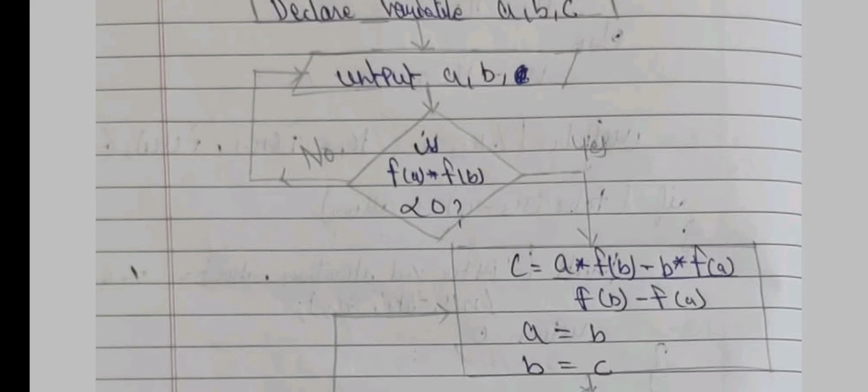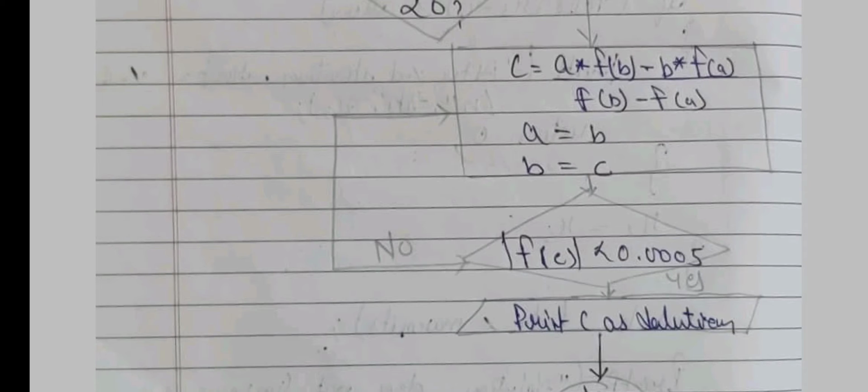If it is less than 0, then we proceed with our formula, that is c equals a into f of b minus b into f of a, divided by f of b minus f of a. Here a equals b and b equals c. The modulus of c should be less than our absolute error, and we print c as the solution, then stop.